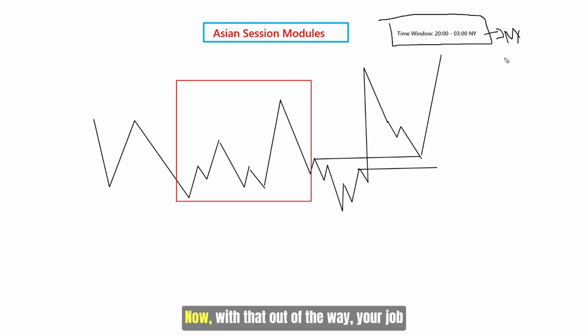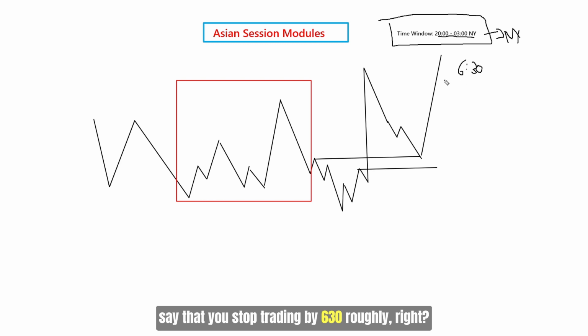Now, with that out of the way, your job within this range is to identify the lowest low and the highest high in this time window. Those are going to be your liquidity pools that you're going to be trying to trade opposite to. Now, you have a 3.5 hour window to trade this module after 3 a.m., which is to say that you stop trading by 6:30 roughly, right? You can stay 15 minutes longer, 50 minutes later.